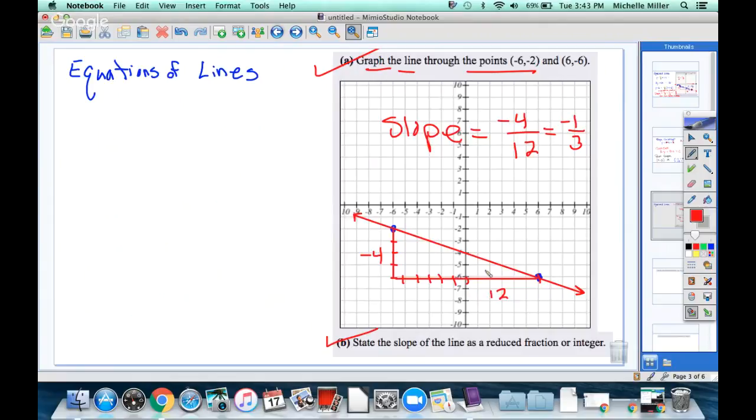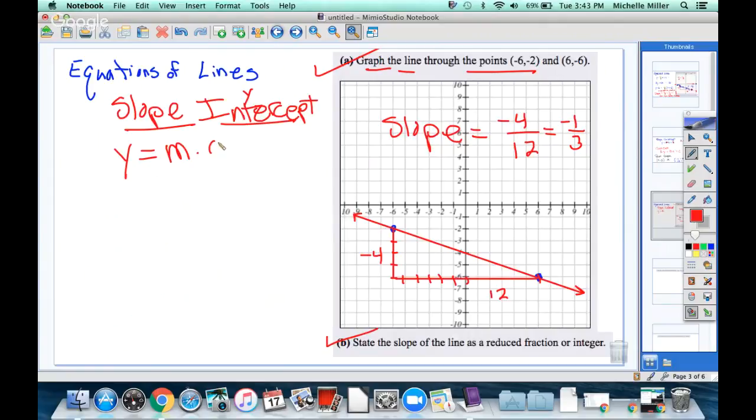A couple of ways to do that. My favorite equation is that slope-intercept version. So if I know the slope and I know the y-intercept, then I can find the equation. M is the slope. B is the y value of the y-intercept. And it looks like it hits there at -4. So I'm just going to believe it does for now, and I'll double check it later.